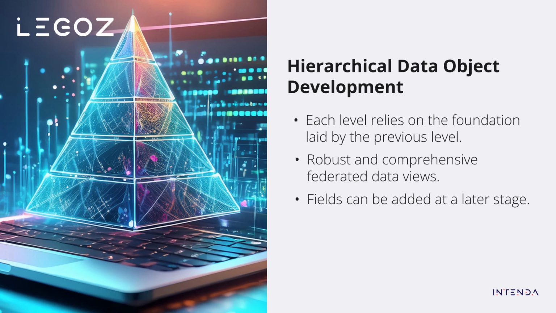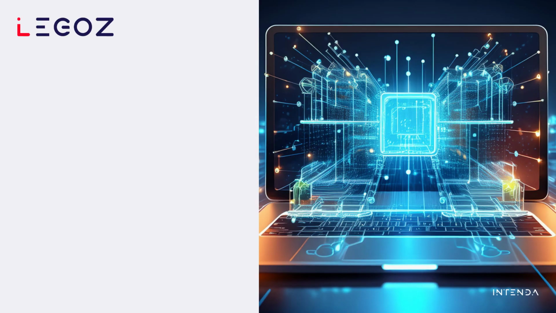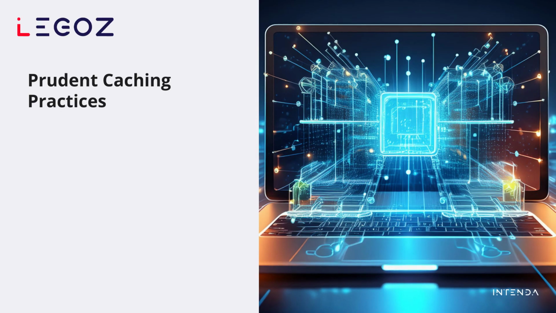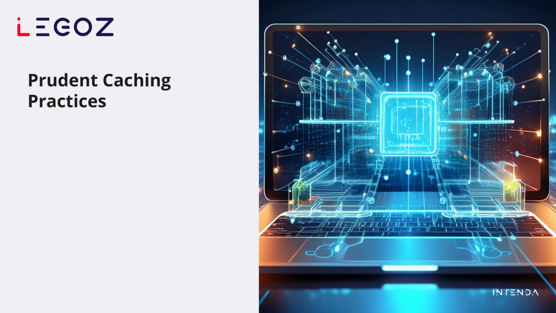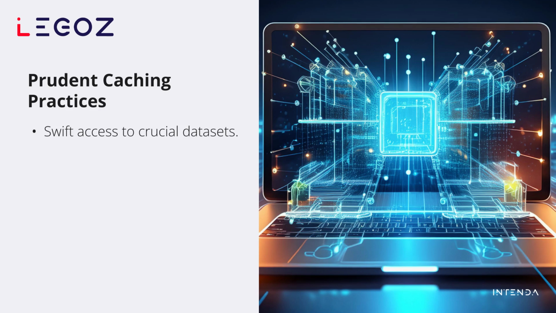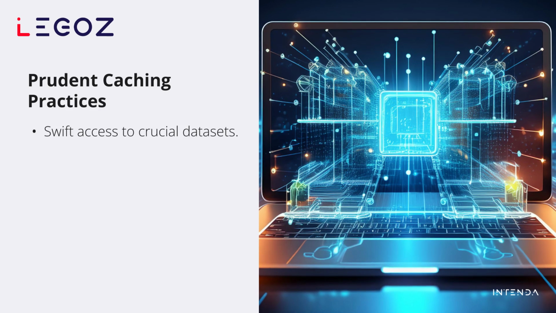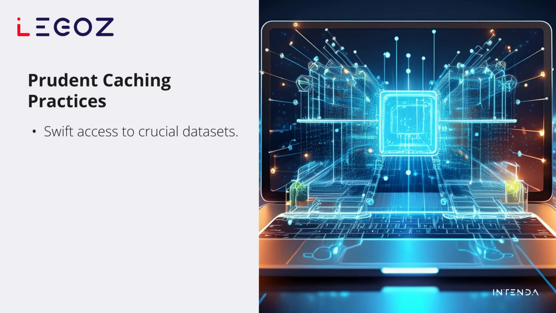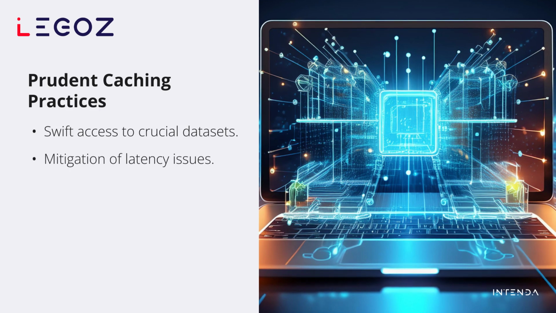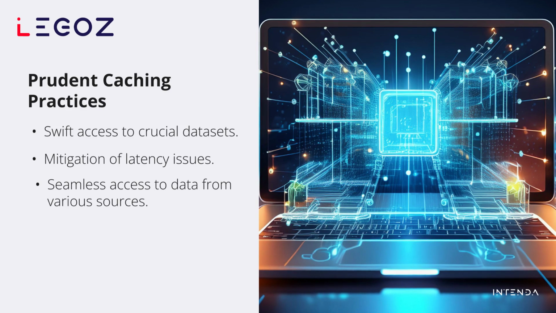Crafting data objects to furnish the required viewpoints for your respective applications can involve various levels of the data hierarchy and substantial volumes of records. Prudent caching practices become essential when dealing with such vast amounts of data. By caching data objects that are ready for use, your team can ensure swift access to crucial datasets when querying from applications. This is especially critical when data objects consist of data from different data sources. In such cases, a strategic approach to caching allows for latency issues to be mitigated and ensures seamless access to data, regardless of its origin.